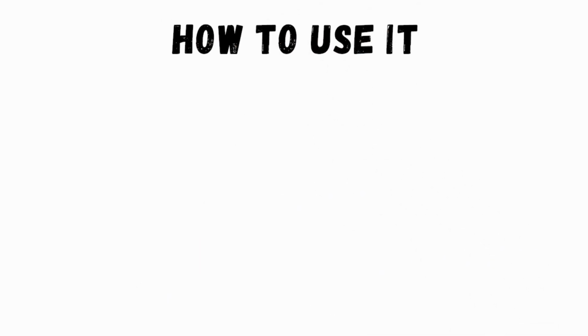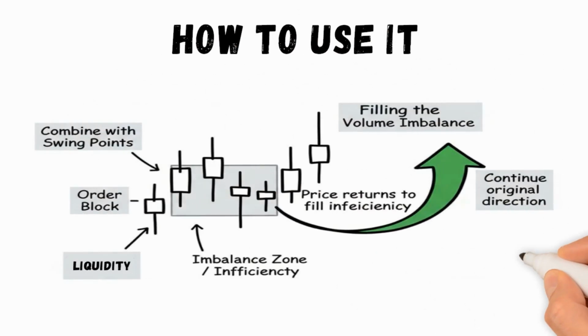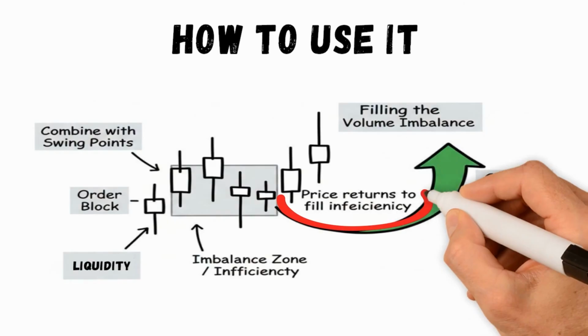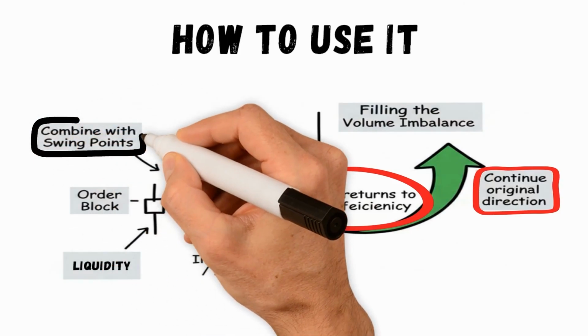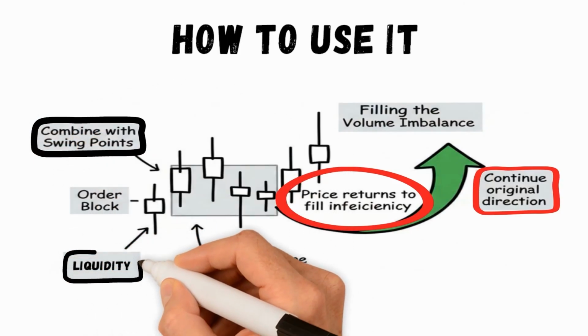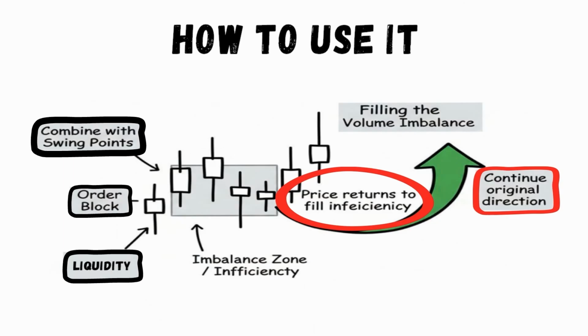How to use it? Mark the imbalance zone between the open and close. Price often returns to these levels to fill the inefficiency before continuing in the original direction. Use this in confluence with swing points, liquidity, or order blocks for better entries.